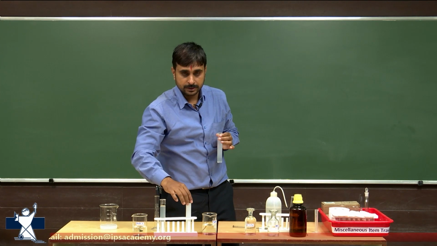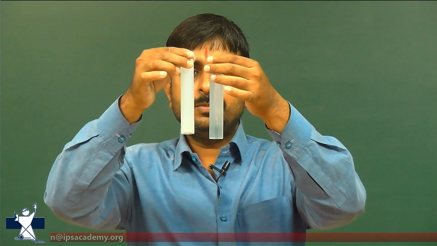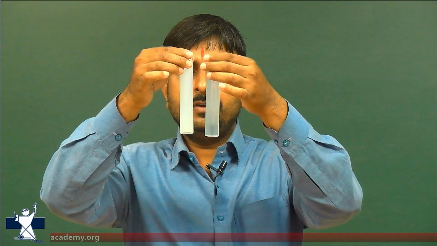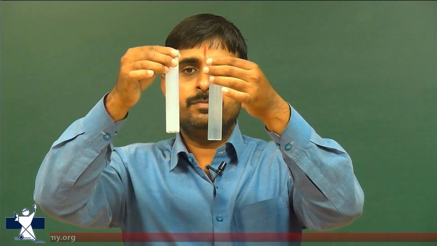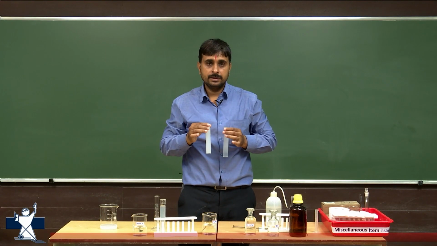Whereas, we are using sample B over here. We will compare it. We are observing the opalescence or turbidity. We observe that sample B has much more turbidity as compared to the standard solution. So, sample B fails the limit test.